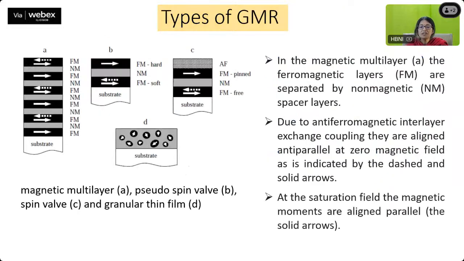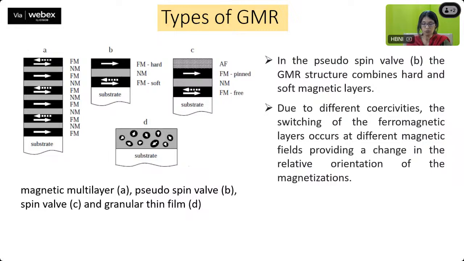Okay, so there are different types of GMR. In this particular case, you have these four different cases I have given over here: A, B, C, and D. In this, the magnetic multilayer, the ferromagnetic layers are separated by a non-magnetic spacer layer. And due to antiferromagnetic interlayer exchange coupling, they are aligned antiparallel at zero magnetic field, and this is indicated by this dashed arrow, which you can see over here. At the saturation field, the magnetic moments are aligned parallel. So again, you have these solid lines, as you can see, the solid arrows.